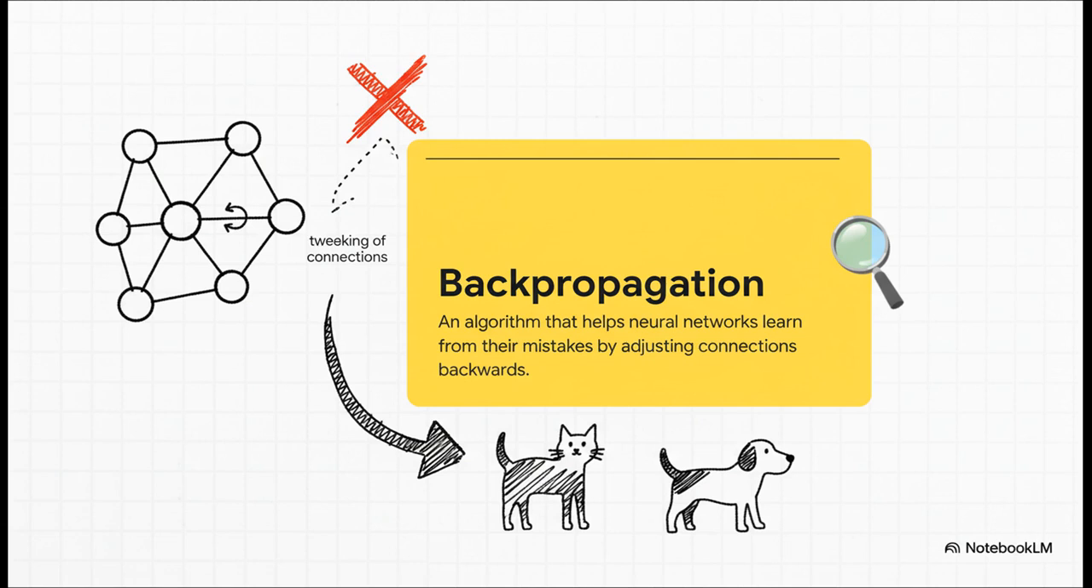That is the magic of something called backpropagation. When the network gets it wrong, let's say it calls a cat a dog, this algorithm works backwards from that mistake. It goes back and tweaks the connections between all the neurons just a tiny little bit to make it more likely it'll get it right the next time. It is literally learning from its own experience.